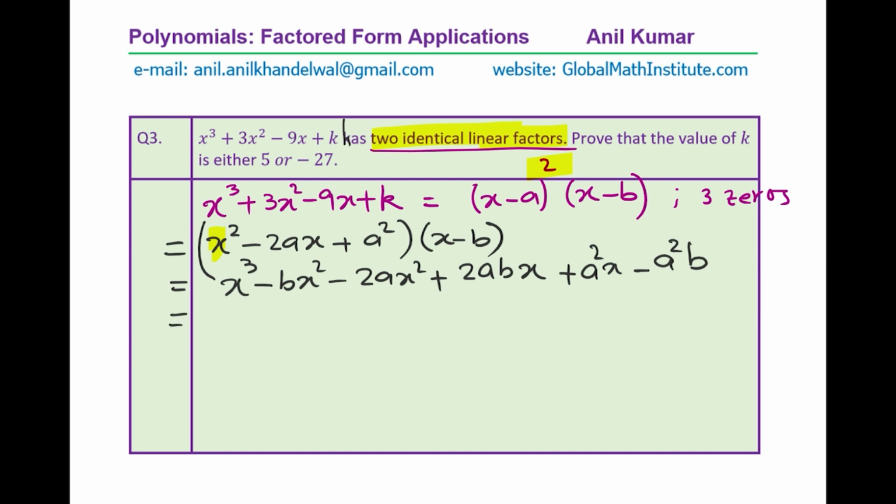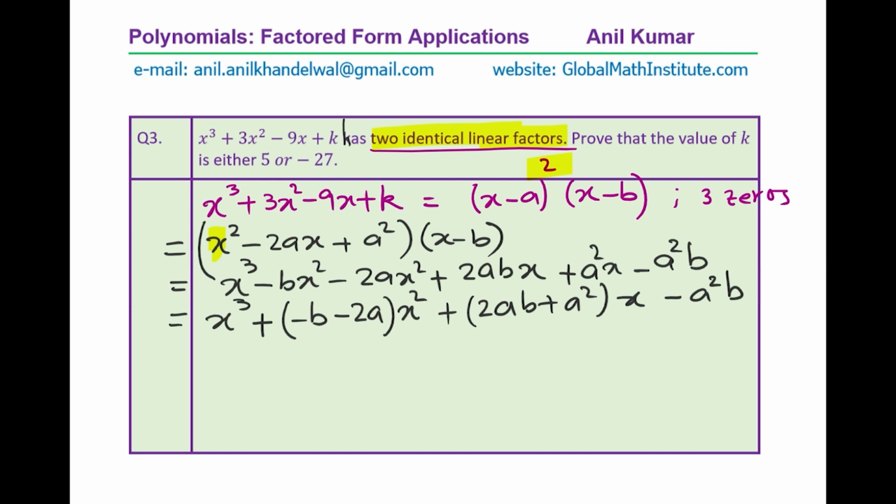We can now rearrange the terms. As far as bx square is concerned, there are two terms with x square. So let me write minus inside: minus (b minus 2a) x square, and here we have x terms, (2ab plus a square) x, and the constant minus a square b. Perfect. So now you can actually compare some terms.